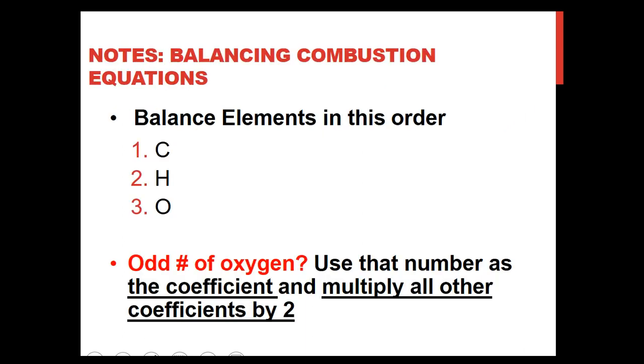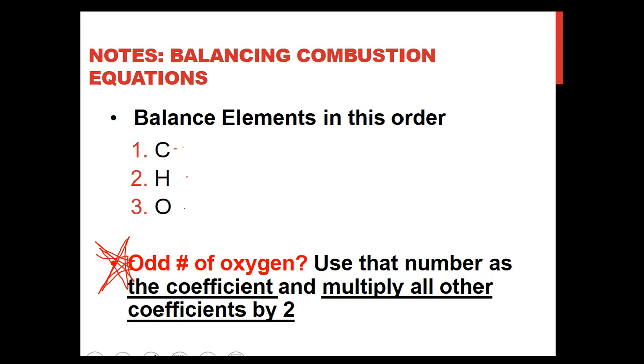All right, now let's talk about combustion equations. What is a combustion equation? I'll show you in the next slide. But once you see a combustion equation, you have to balance it in this order. Carbon, then hydrogen, then oxygen. CH, then O. Also, you're going to want to review this slide again. This is called the odd oxygen rule.